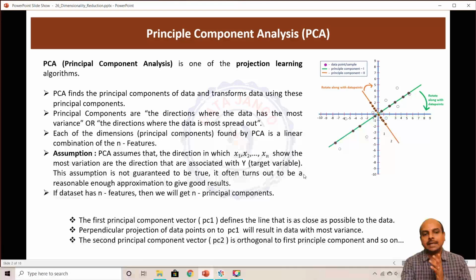Okay, and there is an assumption for principal component analysis. The algorithm has got an assumption. The assumption is that the directions in which x1, x2 and so on up to xn show the most variance are the directions that are associated with y. That means, in simple layman's terminology, the most covariant or most strongly correlated variables will have the most essence in predicting the y variable.